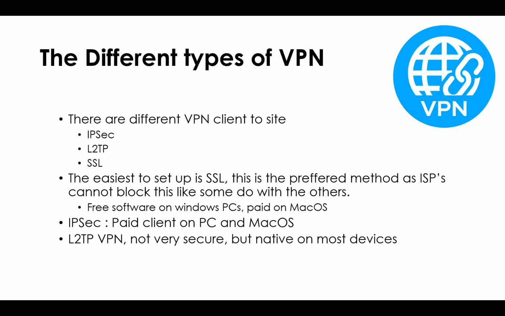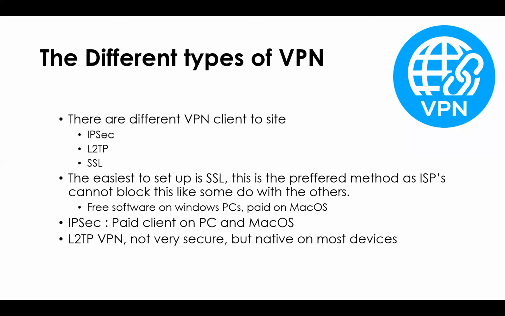Out of the 3, SSL is actually the easiest and preferred method because ISPs tend to block specific ports. Like with IPsec VPNs, you have ports 4500 and 500. And if the ISP blocks those, then you can't use the IPsec software. With SSL, it does everything over 443.